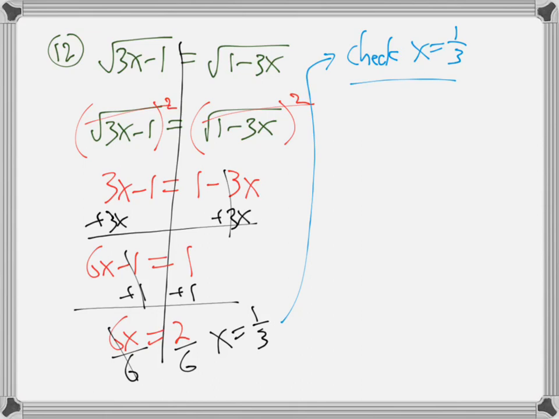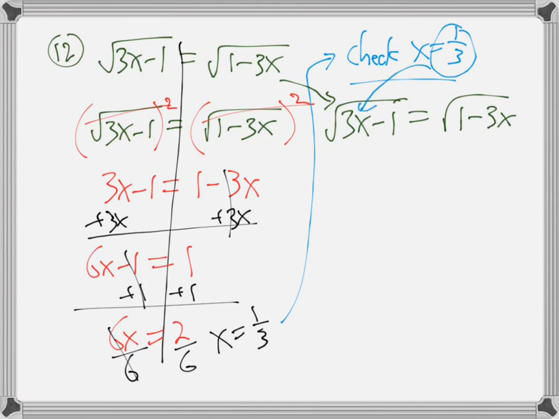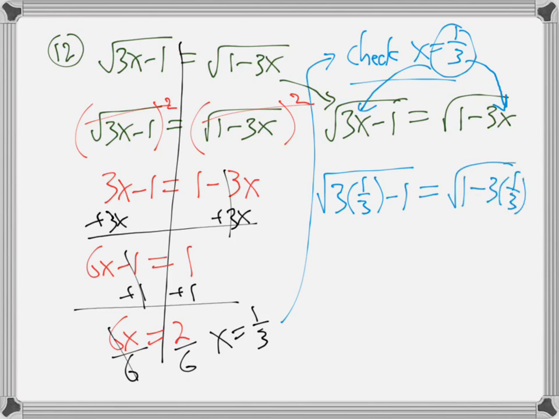So let's take the original question: square root of 3x minus 1 equals the square root of 1 minus 3x. Let's put in the 1/3. There, and there. And so what do we get? Square root of 3 times 1/3 minus 1, and square root of 1 minus 3 times 1/3.